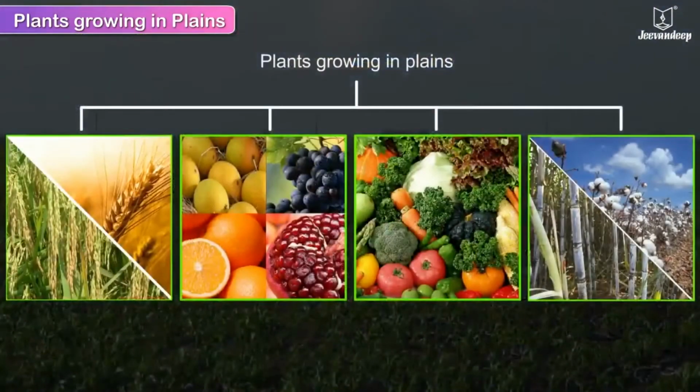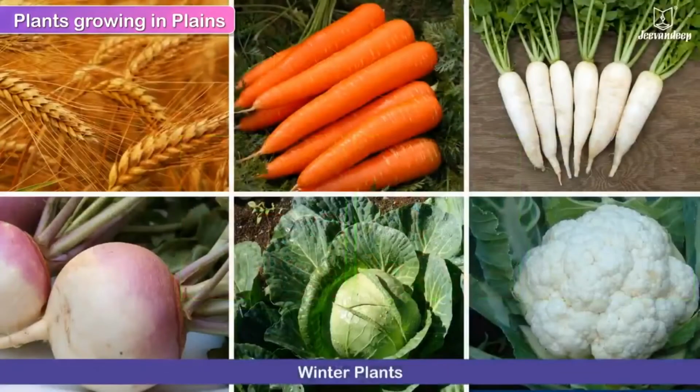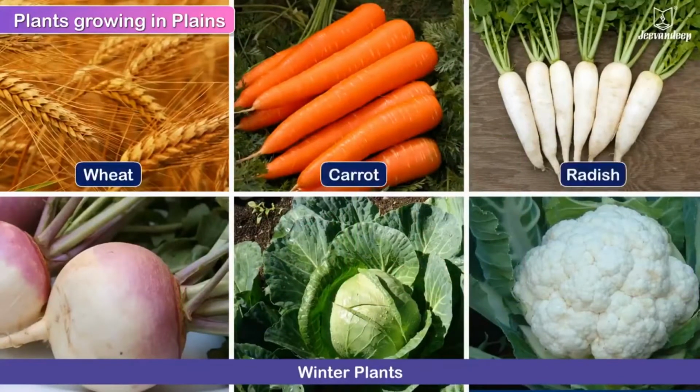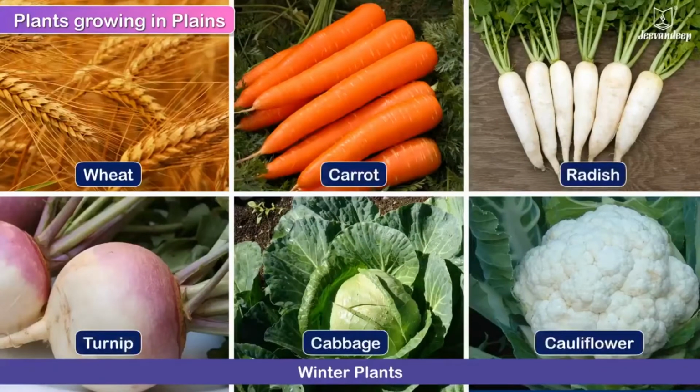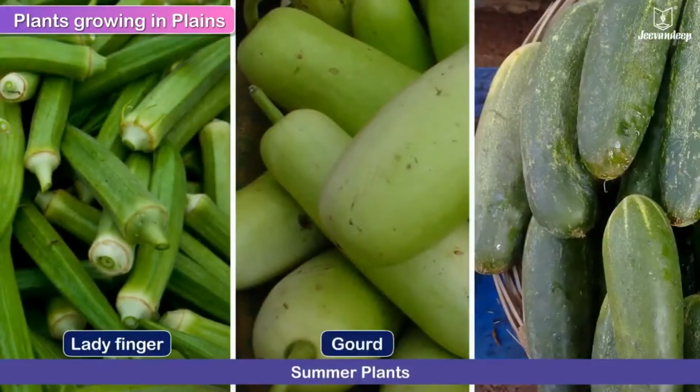Useful plants growing in the plains include cereals, fruits, vegetables, and other crops. Winters are suitable for growing food crops like wheat and vegetable crops like carrot, radish, turnip, cabbage, and cauliflower. Ladyfinger, gourd, and cucumber are grown in plains during summers.